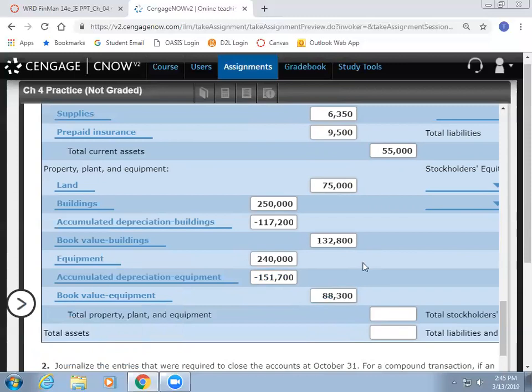Okay. So that's a new thing we've been doing with our assets, to separate them out and then show the book value. So total fixed assets or property, plant, and equipment should be 296,100. To get total assets, I would take current assets of 55,000 plus property, plant, and equipment at 296,100. So my total assets are 351,100.